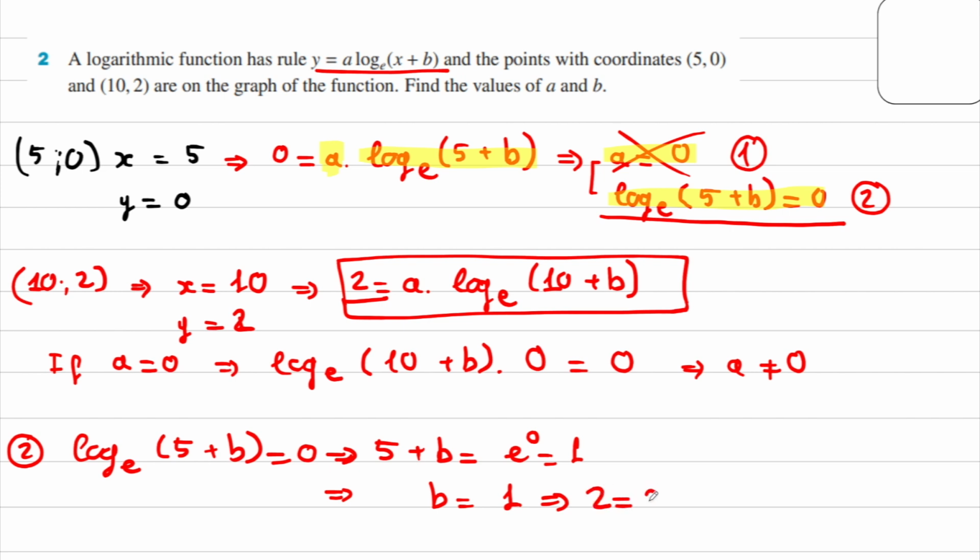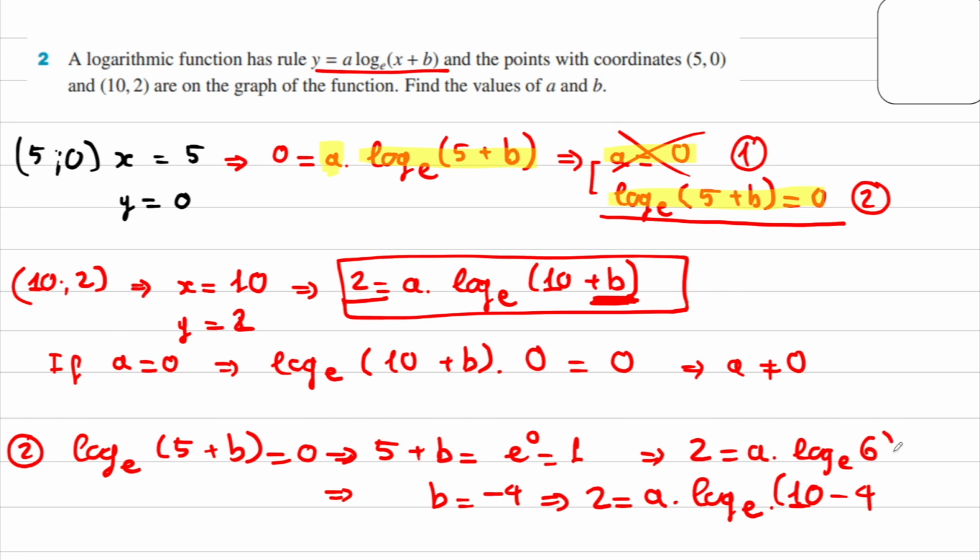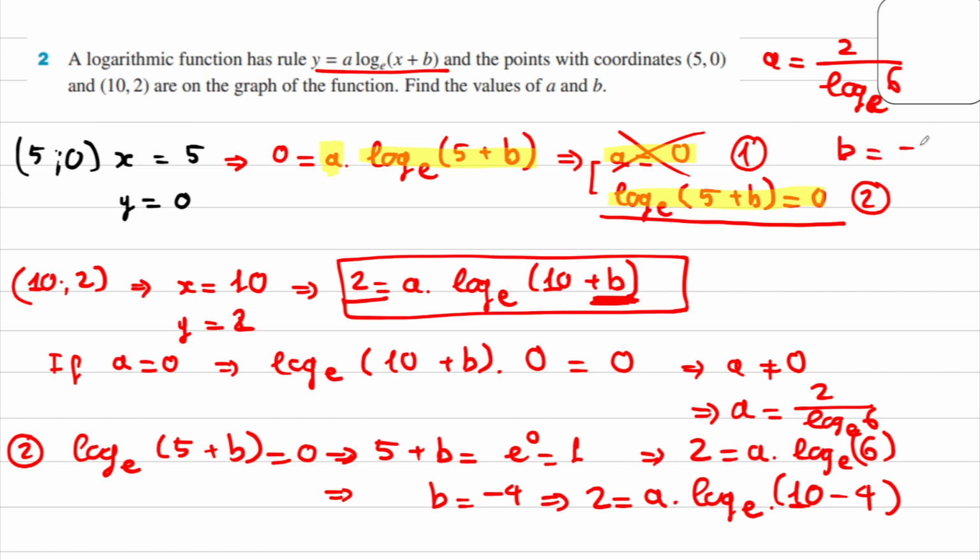Look at this. You got the second equation, 2 equal to here. So I will use the value of b equal to 1. Oh, sorry, b equal to 4 is not 1. b equal to minus 4 because 5 plus b equal to 1. And now you got here e and 10. What is the value of b here? For b in this position, you got minus 4. That's why you got 2 equal to a logarithm e 6 here. And then you will figure out the value of a will be 2 divided by logarithm e of 6 here. So the true values are a equal to 2 divided by logarithm e of 6, and b equal to minus 4.